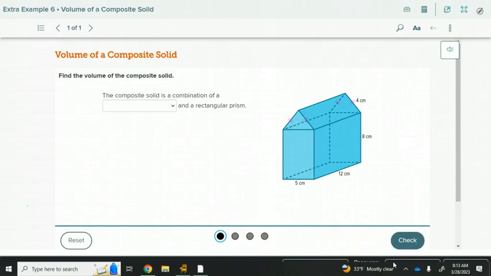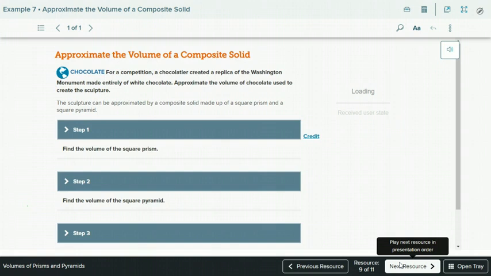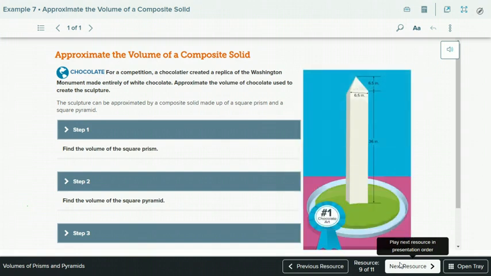Okay, this one is the Washington Monument. It's a little replica of that from Washington, D.C. And so what we've got going on, the bottom part of this is a square prism. So it looks like this for the bottom part of the Washington Monument. And then at the top of it, we've got a square pyramid. So we're going to find both of those volumes and add them together.